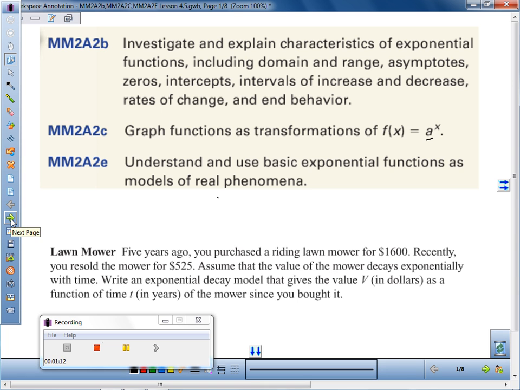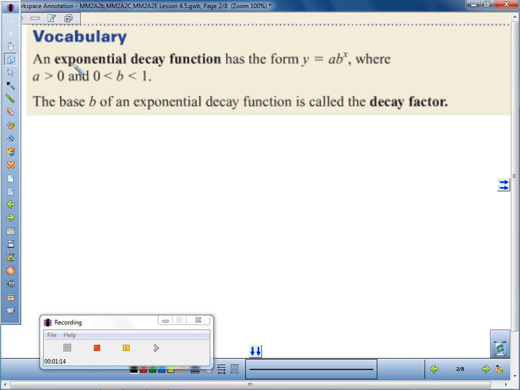Now, before we get started, let's look at a couple of definitions. First of all, exponential decay function. If you notice, the function right here looks the same as a growth function. The only difference is here b, our base, and a has to be greater than 0, and b is between 0 and 1. Okay, and then b would be our decay factor in this case, because b is somewhere between 0 and 1. So it's going to be a fraction or a decimal.